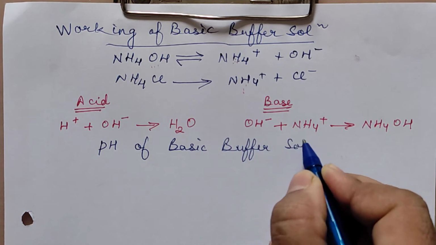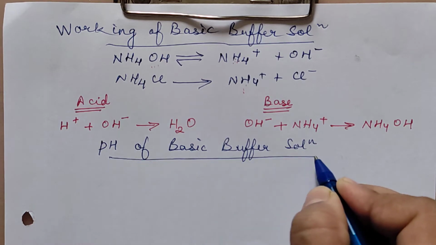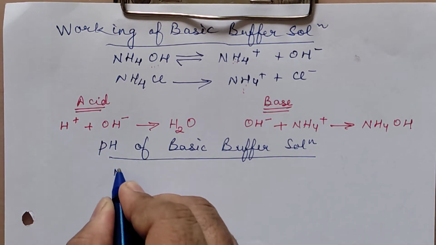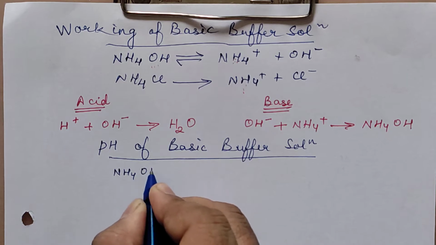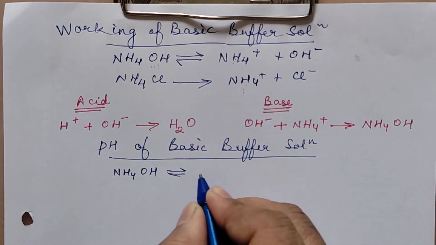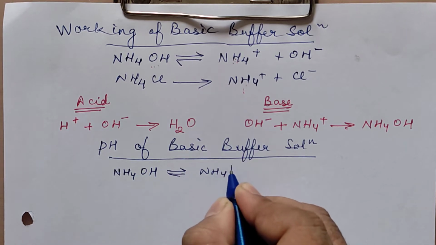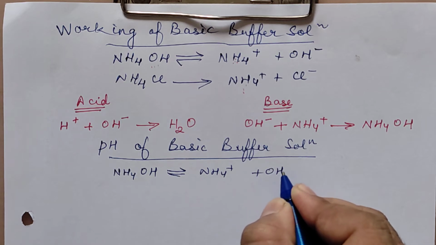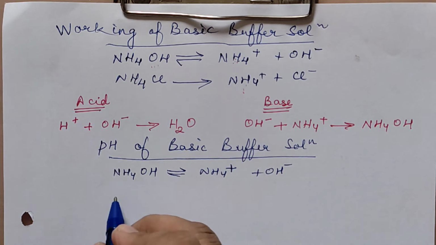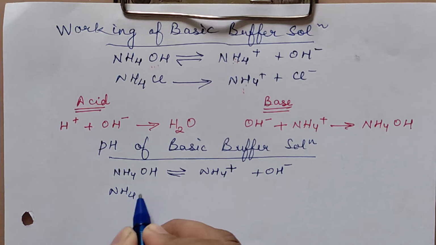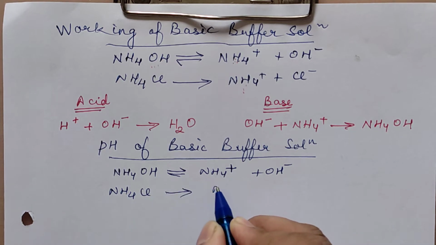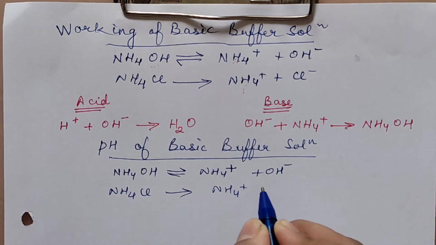Now again we will take this particular example only to calculate. So I am writing that equation once again. Ammonium hydroxide, a weak electrolyte, will form ammonium ion and OH minus ion. And the second one is ammonium chloride, which will ionize and form ammonium ion and Cl minus ion.